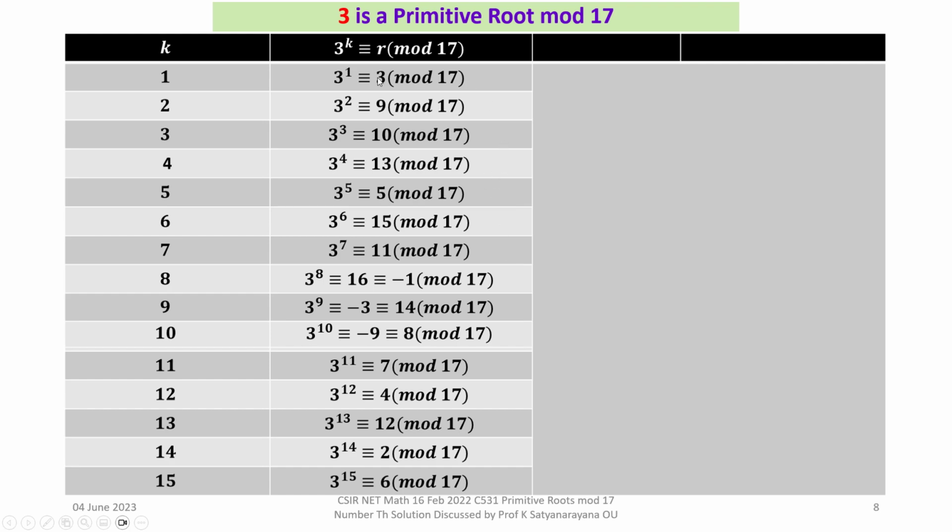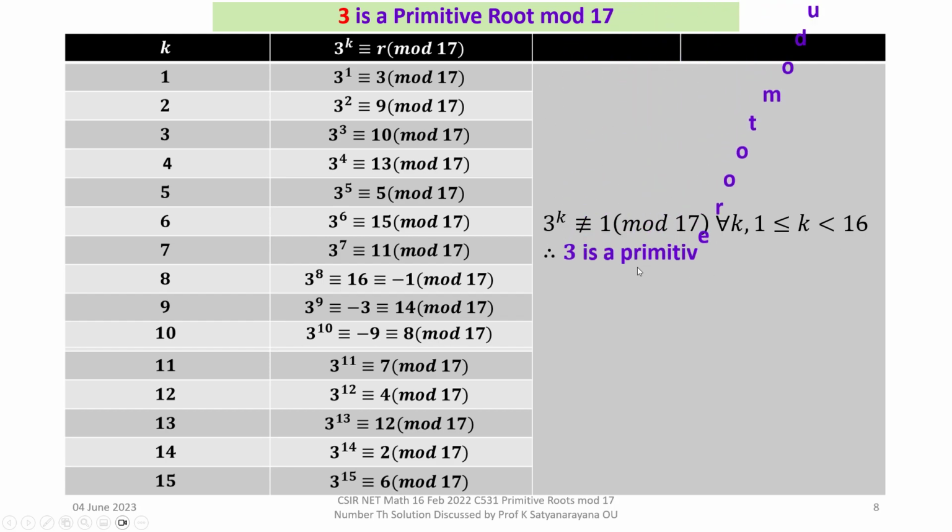In all these things, what are we observing? We observe that 3 power k is not congruent to 1 mod 17 for all values of k with 1 less than or equal to k less than 16. By definition, 3 is a primitive root modulo 17.